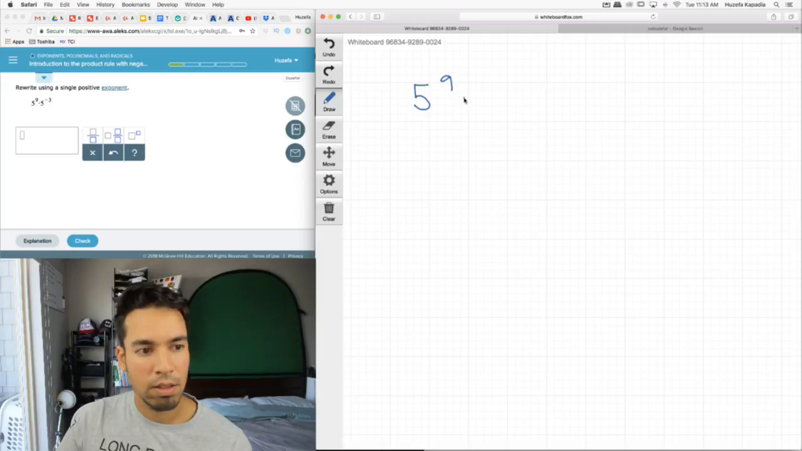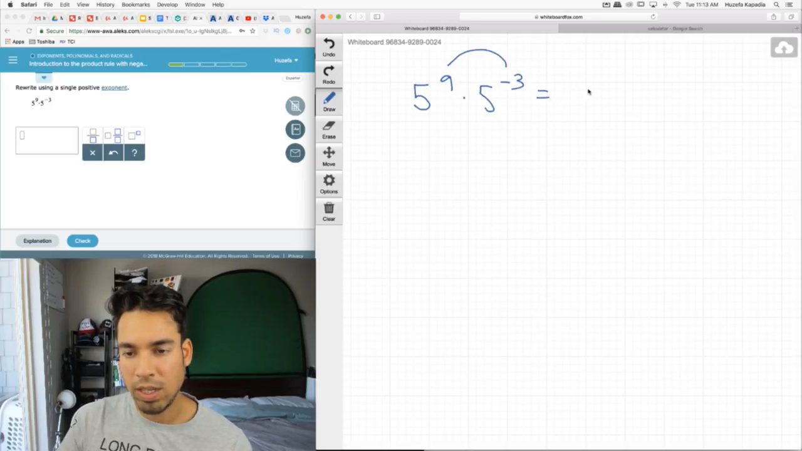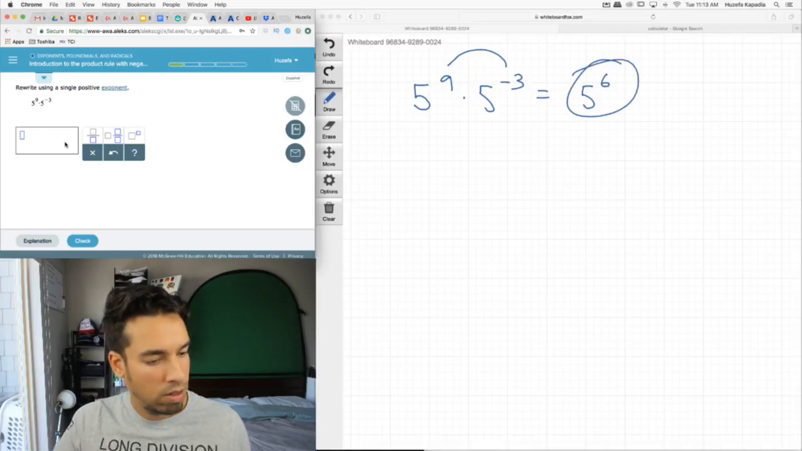5 to the 9th times 5 to the negative 3rd. Add these exponents and we get 5 to the 6th. And that's it. It's positive. Good to go.